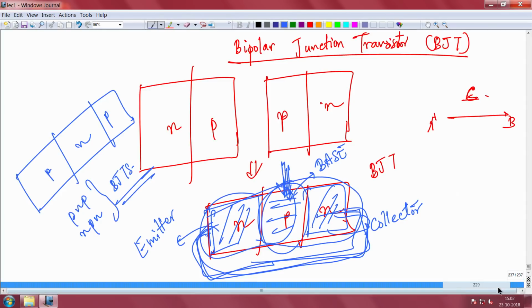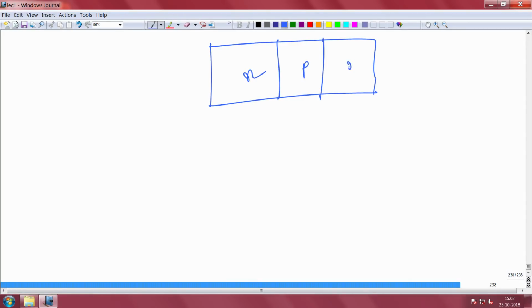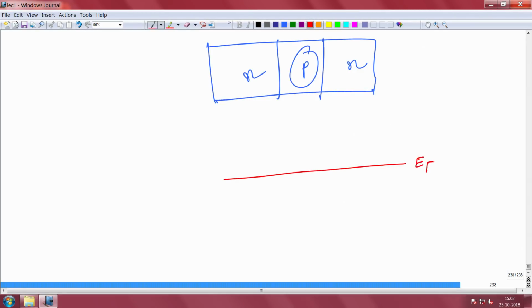So, what happens is that if I have N, P, N, I told you that the current between the emitter and collector can be changed by the bias or the small current in the base. We will come to that later. So, suppose you have this. At equilibrium, how will the band diagram look? Your Fermi level has to be constant. This is NP, so in NP it will look like this.